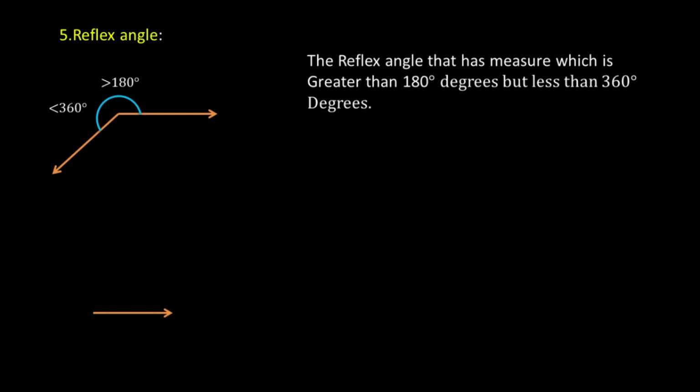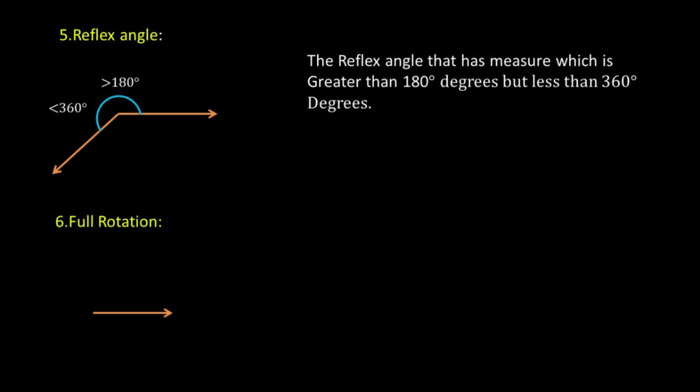The fifth one, reflex angle. Look at this figure and observe the arms of this figure. This figure has a measure greater than 180 degrees and less than 360 degrees. The reflex angle has a measure greater than 180 degrees but less than 360 degrees. This kind of angle is called a reflex angle.